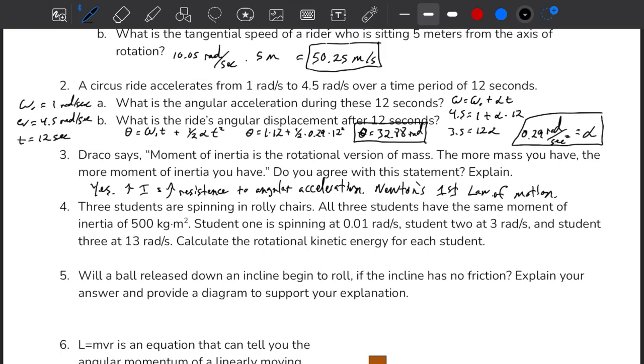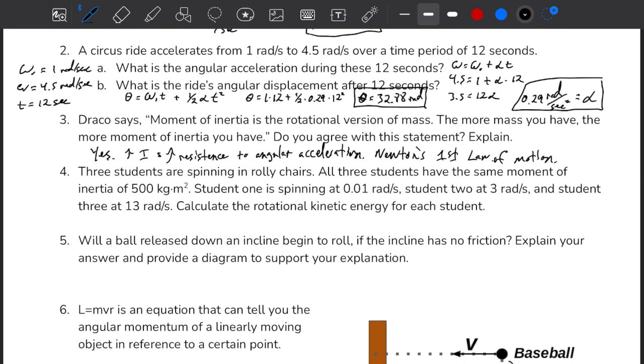3 students are spinning in rolly chairs. All 3 students have the same moment of inertia, 500 kilograms meters squared. Student 1 is spinning at 0.01 radians per second. Student 2 has an angular velocity of 3 radians per second. Student 3, 13 radians per second. Calculate the rotational kinetic energy of each student.